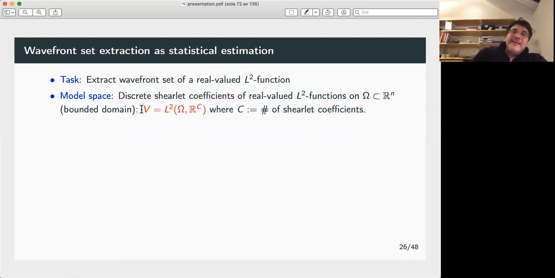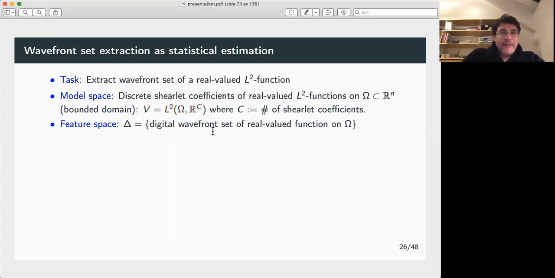So let's look at the model space here. At each point in some domain omega, we have a bunch of shearlet coefficients, right? And that's going to depend on how many scalings and shearings you use and so on. But nevertheless, there are finitely many coefficients at each point in this domain omega, okay? So we can see our model space as mappings from omega into R^C. That's a way of encoding the shearlet representation of an image.